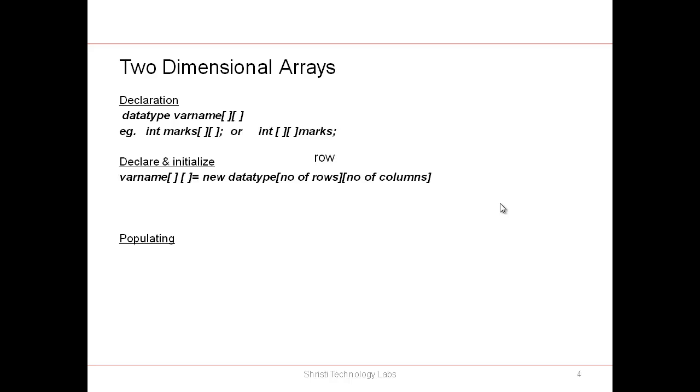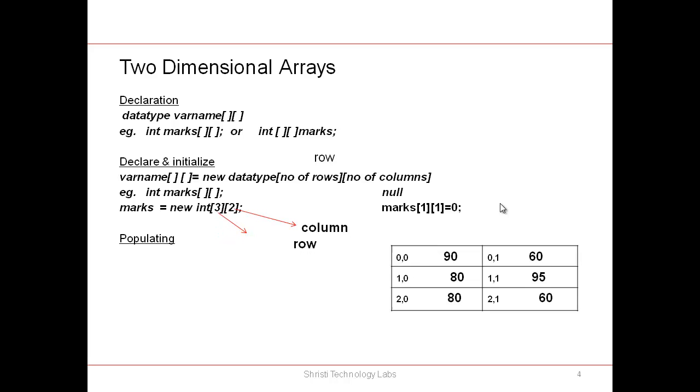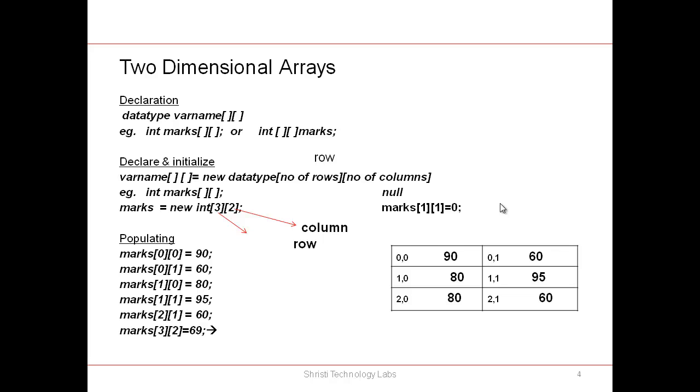Now while initializing, only when you use new keyword you are supposed to give the number of rows and the number of columns. So the number of rows are 3 and the number of columns are 2. It will take the default value 0. Now let me populate the array. I am populating the array with the values. So the values are added. If I try to give [3][2], the allocation is not available. So it will throw array index out of bound exception.